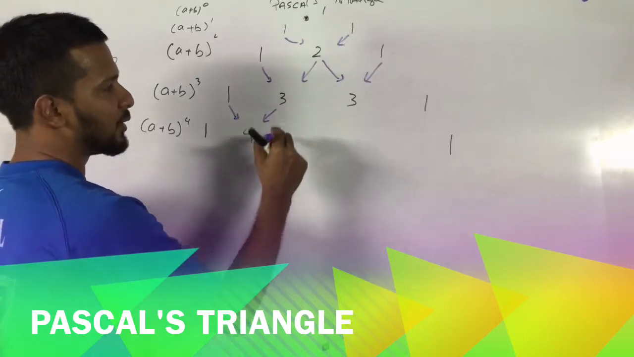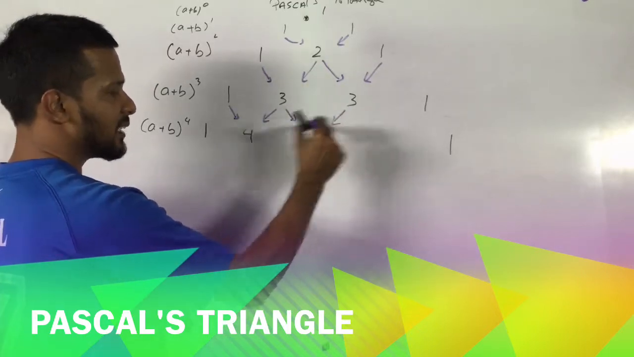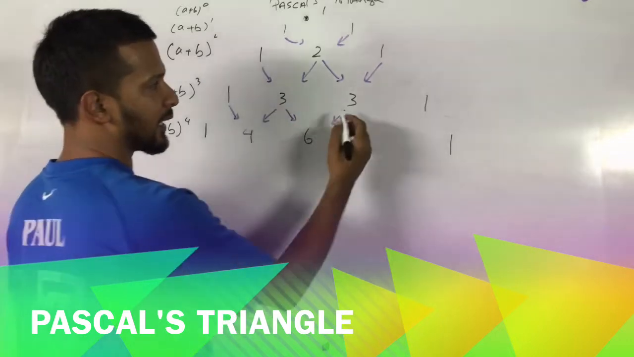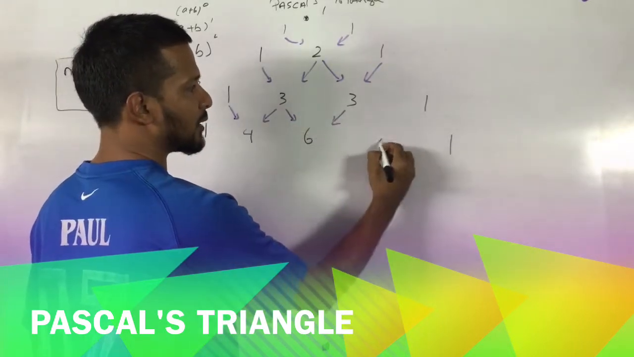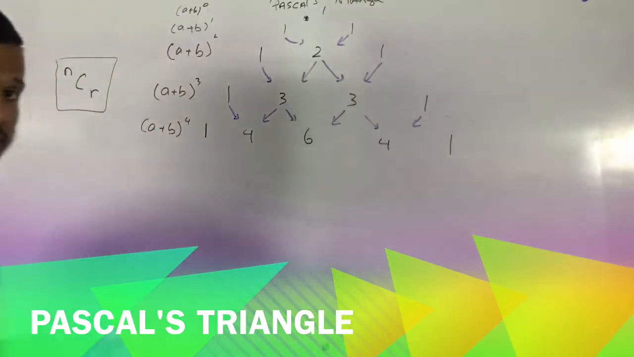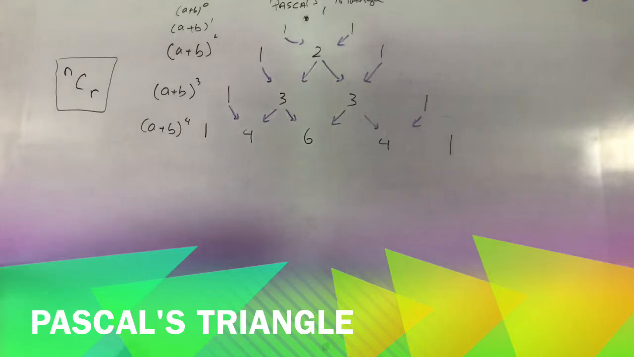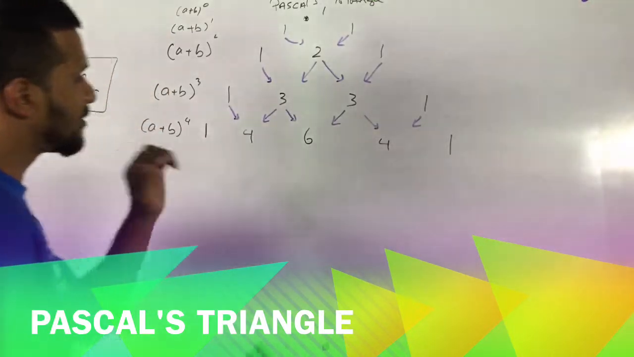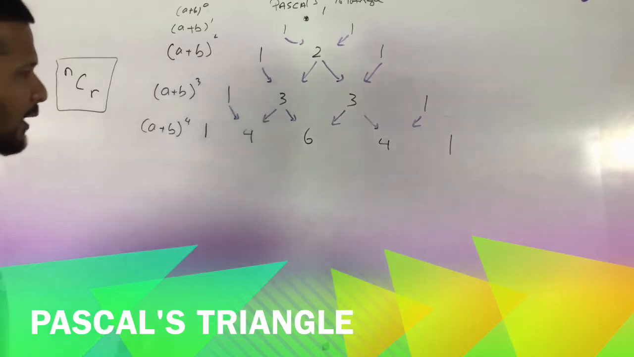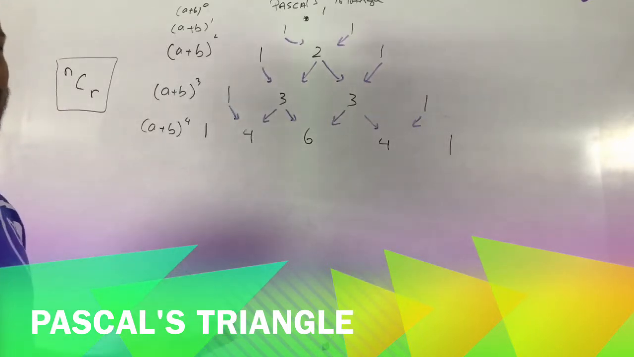What will be the next value here? It will be the sum of this and this. 3 plus 3 is 6. Next value here, 3 plus 1 is 4. Same pattern. So this here represents the coefficients of all the terms in (a plus b) to the power of 4. Right? So how does this help me find nCr?